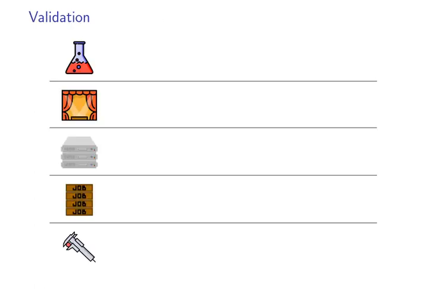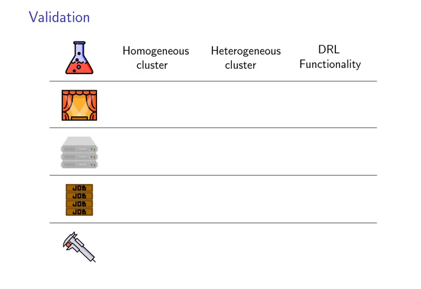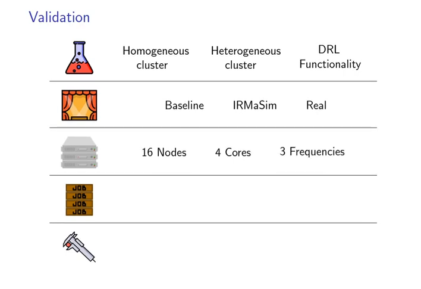The validation of IRMASIM is done in 3 experiments. The first 2 test the architectural models in a homogeneous and a heterogeneous cluster. The third tests the machine learning functionality. The validation considers 3 scenarios: a simplistic baseline simulator that does not consider memory contention, IRMASIM, and executions performed in a real cluster. This cluster counts with 16 identical machines with 4 cores each. And by changing the CPU frequencies of the nodes, it can emulate a heterogeneous cluster.